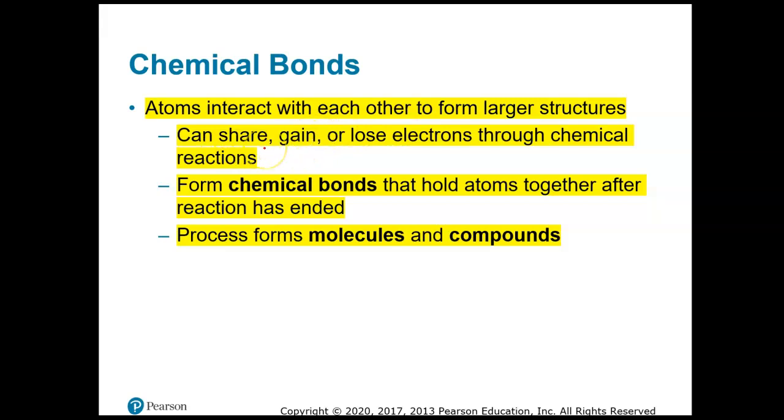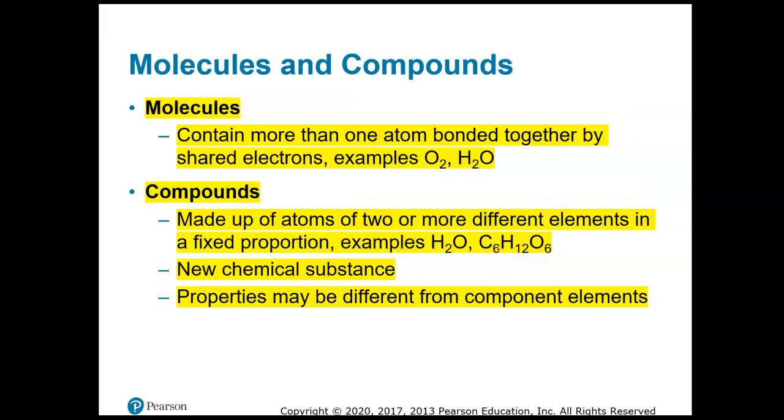They can share electrons, gain electrons, or lose electrons through chemical reactions. And that causes them to form chemical bonds. Chemical bonds are a strong attraction between atoms that holds them so closely together that they become a totally different substance with different properties. Chemical bonding forms molecules and compounds. Now, there's a slight difference in the definition of a molecule and a compound.